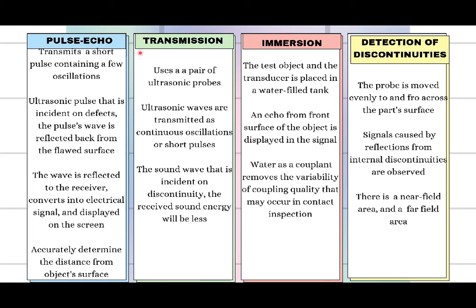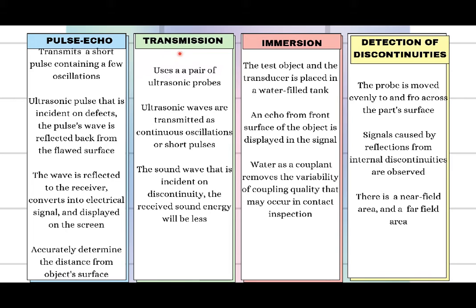Next is test techniques. There are four techniques under ultrasonic testing. There are pulse echo, transmission, immersion, and detection of discontinuities. For pulse echo, the transducer will transmit a short pulse containing a few oscillations. When the ultrasonic pulse is incident on defects, a portion of the pulse wave is reflected back from the flawed surface. The wave is reflected to the receiver, converted into an electrical signal, and displayed on the screen. This method accurately determines the distance from the surface of the object.